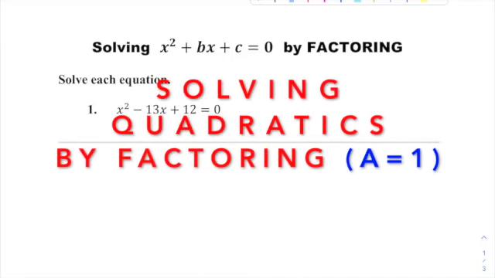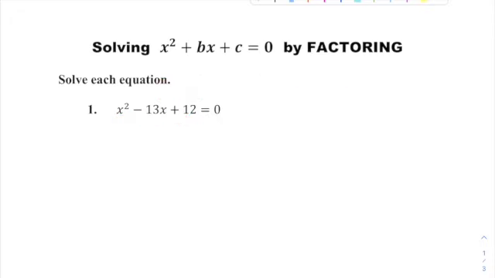Murray's Mathland. Today we are solving quadratic equations of the form x squared plus bx plus c equals 0, and we're doing it by factoring. And a quadratic, remember, means an equation where the highest exponent is 2. So we're talking about trinomials that are quadratics today.